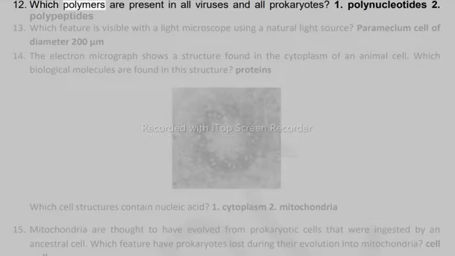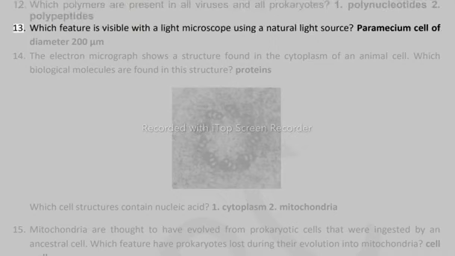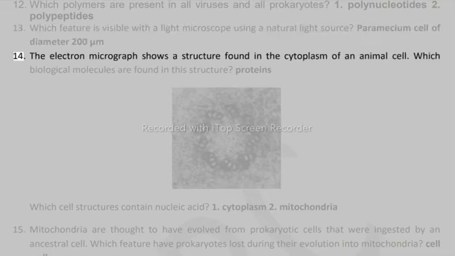12. Which polymers are present in all viruses and all prokaryotes? 1. Polynucleotides. 2. Polypeptides. 13. Which feature is visible with a light microscope using a natural light source? Paramecium cell of diameter 200 micrometers.